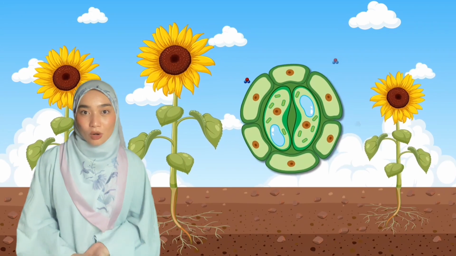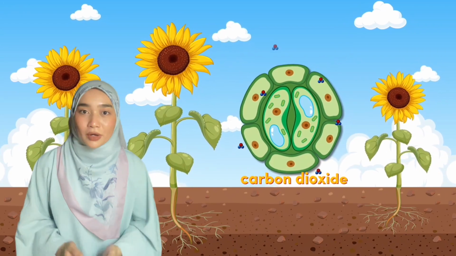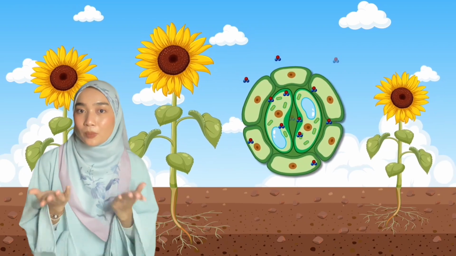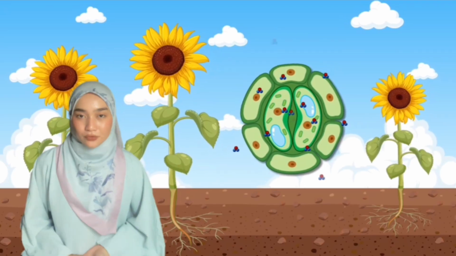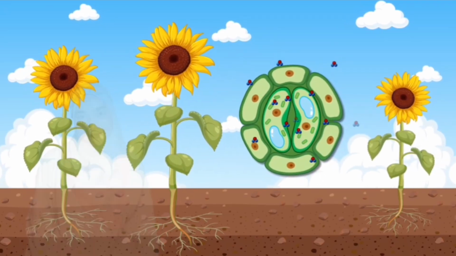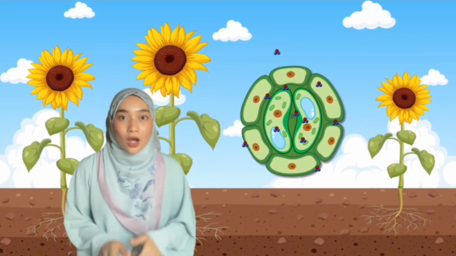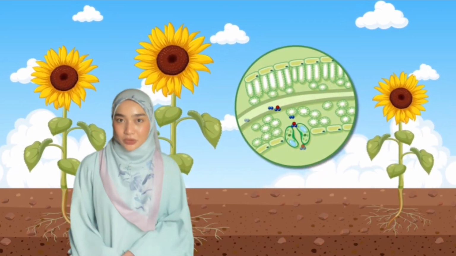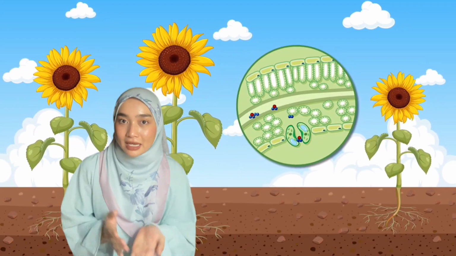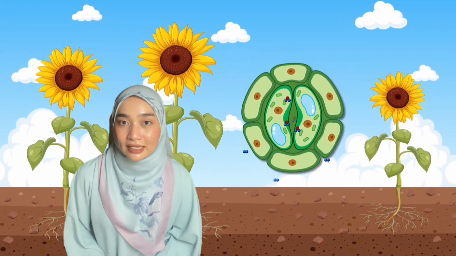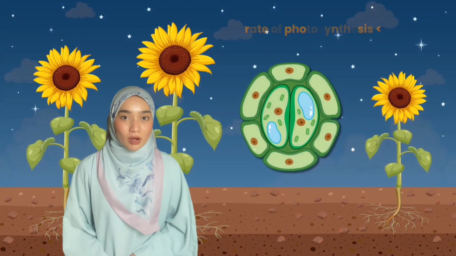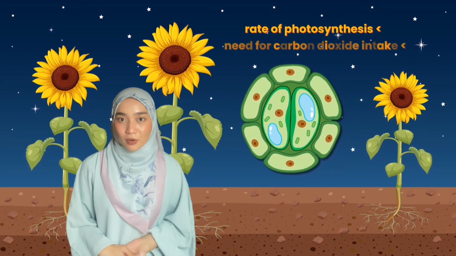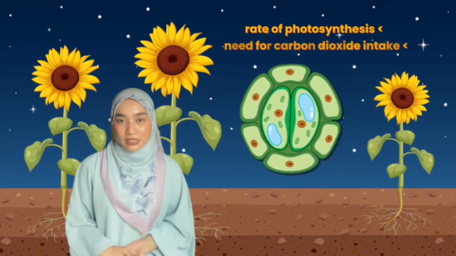When stomata are open, they allow carbon dioxide to enter the leaf, which is then used by the plant to produce glucose through photosynthesis. At the same time, oxygen, a byproduct of photosynthesis, is released through the stomata into the atmosphere. At night, when sunlight is not available, the rate of photosynthesis significantly decreases and the need for carbon dioxide intake is greatly reduced.